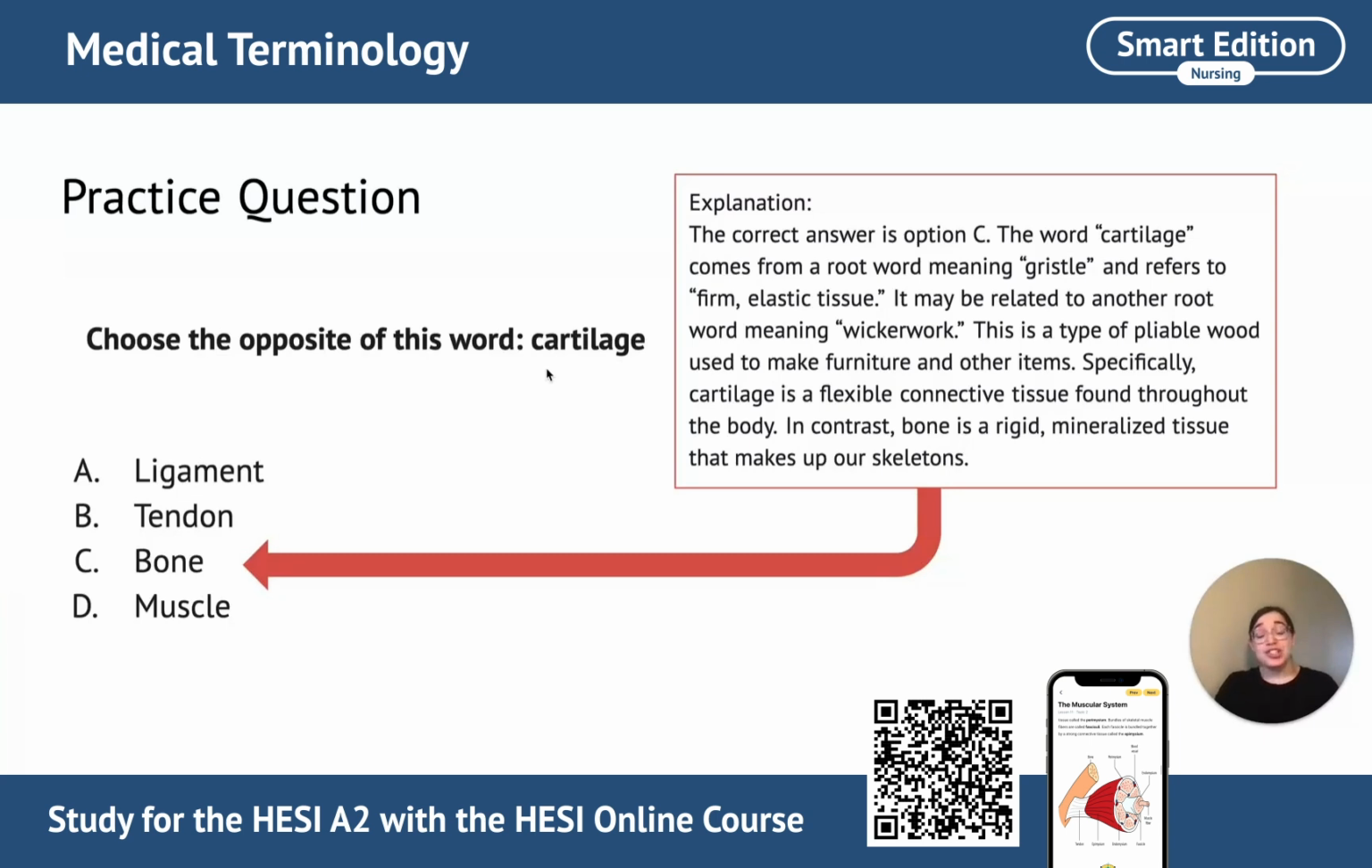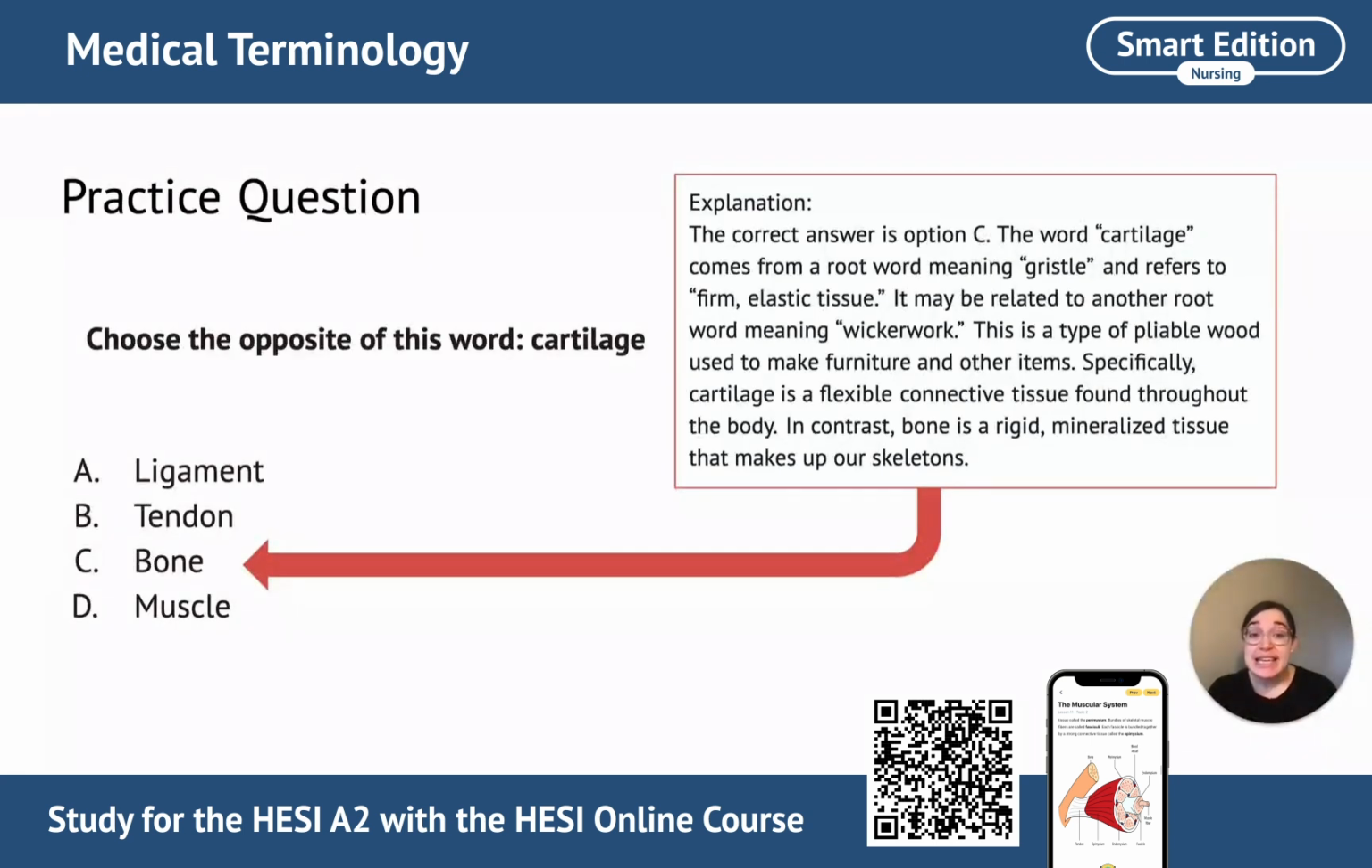So the word cartilage comes from a root word that means gristle, and it originally referred to firm elastic tissue. It might also possibly be related to another root word, which means wickerwork. And wickerwork is a type of pliable wood that is used to make furniture and other items, the key word there being pliable. So in our modern day usage of the word cartilage, it's a flexible connective tissue found throughout the body. For example, it's found in our joints, it's found in our larynx or voice box, it's found in the external part of our ear as well as our nose.